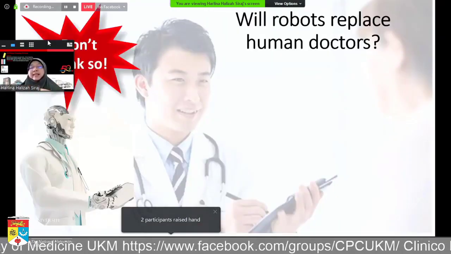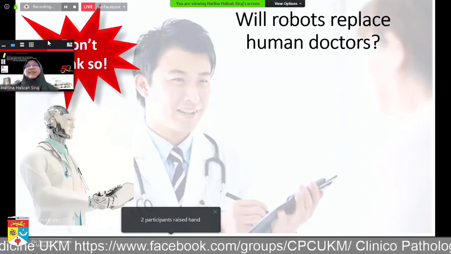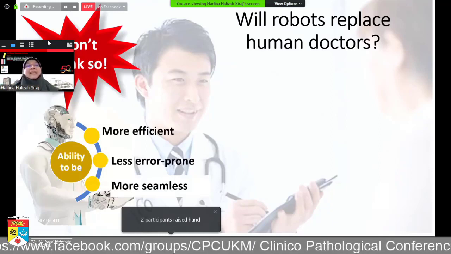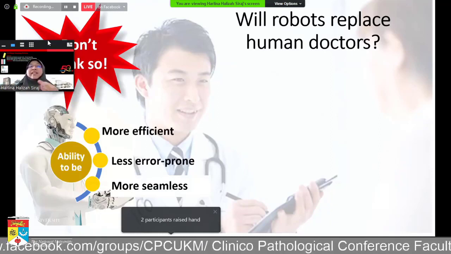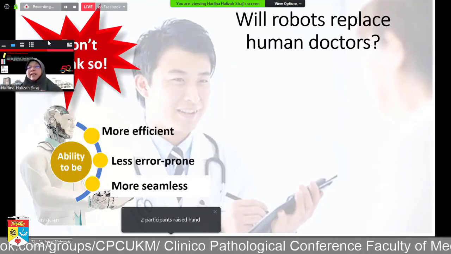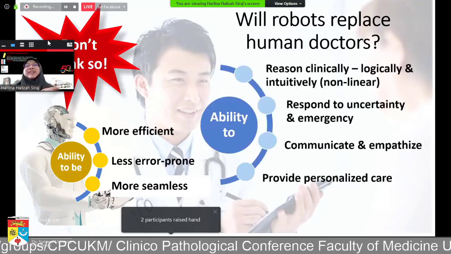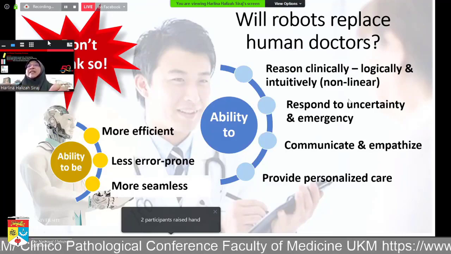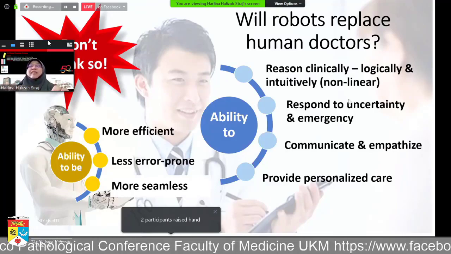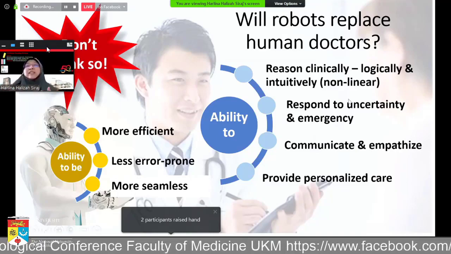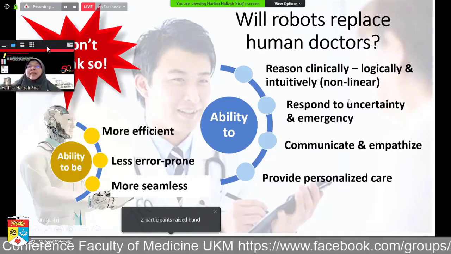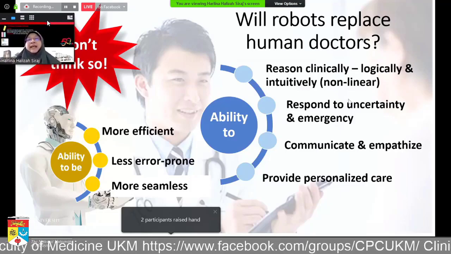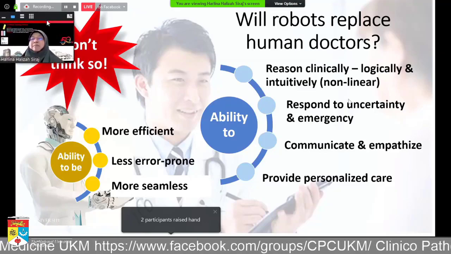So my take is this. Yeah, I don't think so. The robot is not going to replace doctors, because even though yes, the artificial intelligence is able to be more efficient, less error prone, and most probably more seamless, we still need the human doctor who can reason clinically, intuitively, and this is the non-linear process which the robot cannot actually take over, and we can respond to uncertainty and emergency. Communication and empathy is definitely more automatic with us, and of course we can provide personalized care. So don't worry, educators will still be in great demand.